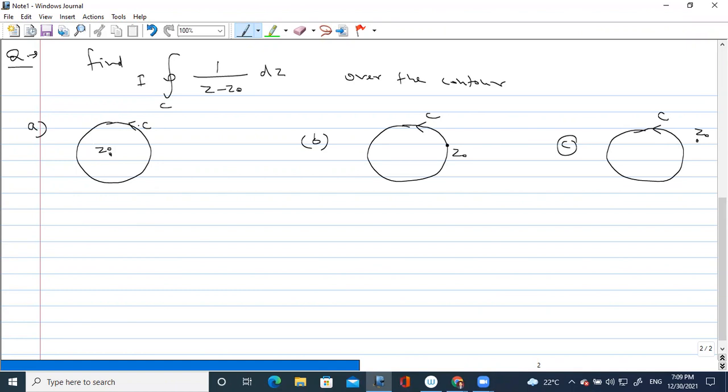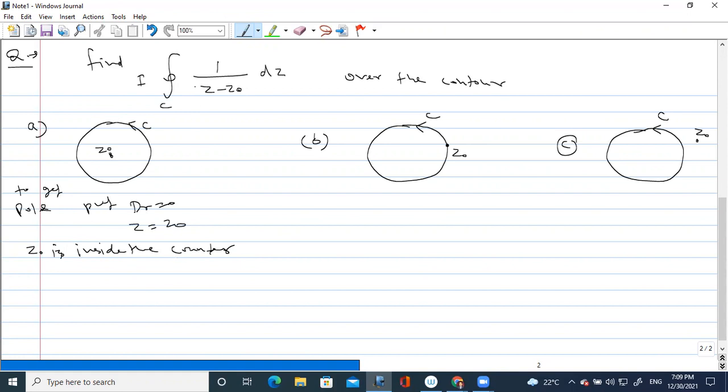See here. Here, what is the pole? To get the pole, put denominator equal to 0. So z equal to z0 is the pole. Okay, this is a simple pole. So this z0 is inside the point. z0 is inside the contour.